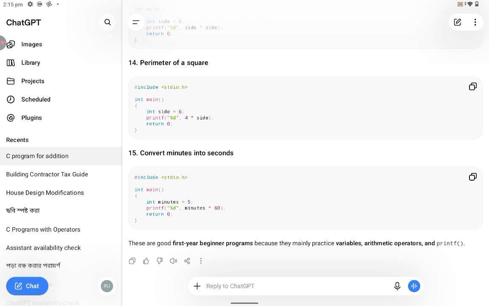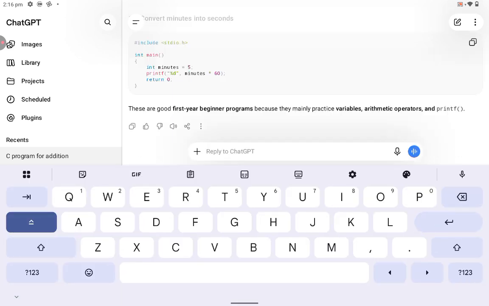So to write a good program you must know basic mathematics of different kinds, and eventually you will definitely know. So you just don't resist yourself to learn basic mathematics while you are learning programming. The last one is convert minutes into seconds. So any minute, like 5 minutes, if you want to convert it into seconds, you have to multiply that minute by 60. So minute into 60, you can see. Very nice and very simple programs to start with.